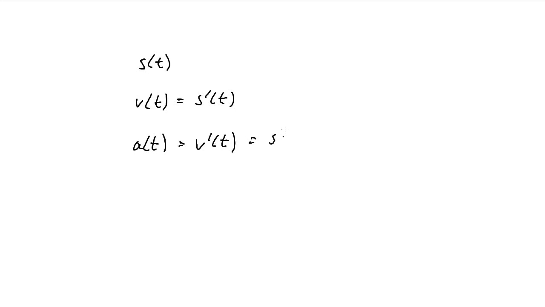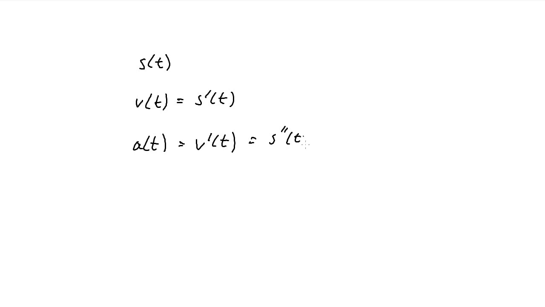Now, a couple videos ago where we talked about particle motion, we said that s of t is the position function, and so if we take the first derivative of s of t, we get velocity, v of t. So once again, v of t is equal to s prime of t. Now, if we go ahead and take the second derivative of position, or the first derivative of velocity, we derive one more time, we get the acceleration function.